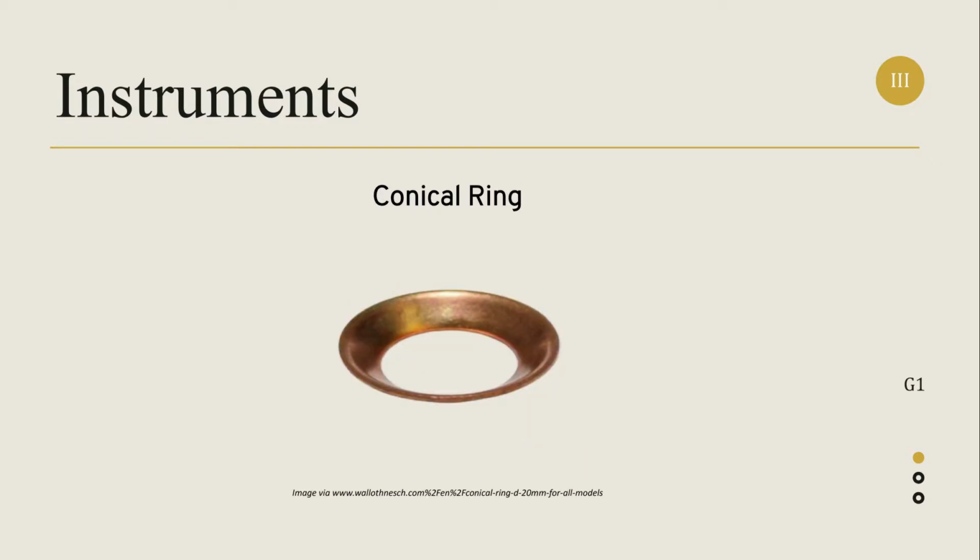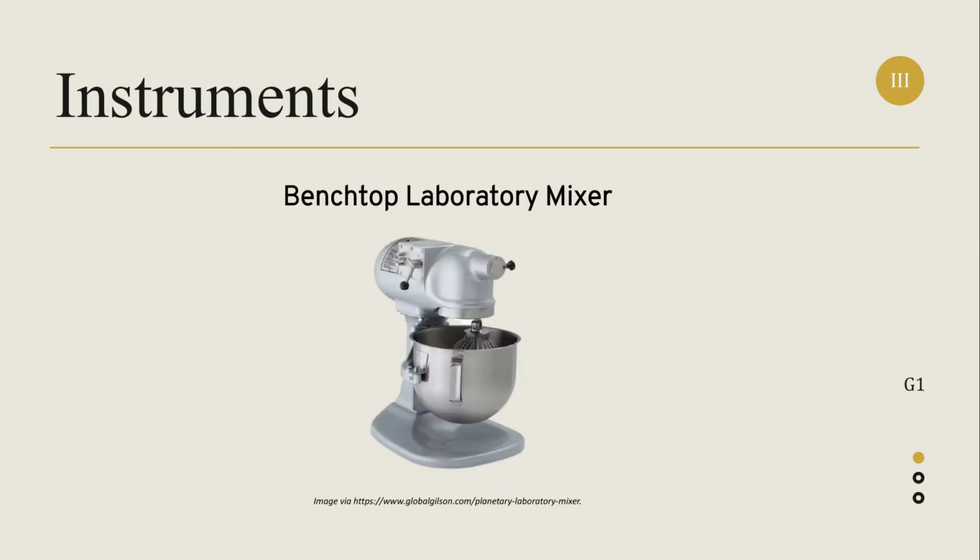Next is the conical ring made of a rigid, non-corroding, non-absorbent material and shall have a height of 40 ± 1 mm, an inside diameter at the bottom of 70 ± 3 mm, and an inside diameter at the top of 60 ± 3 mm. Next is the mixer, bowl, and paddle, an electrically driven mechanical mixer of the type equipped with paddle and mixing bowl, as specified in Practice 305.